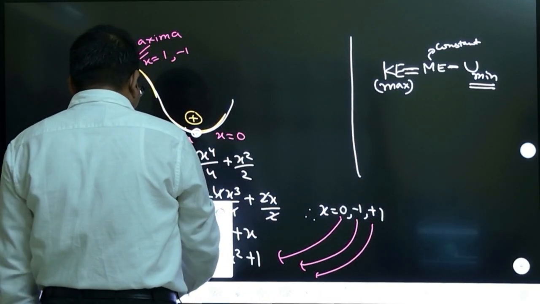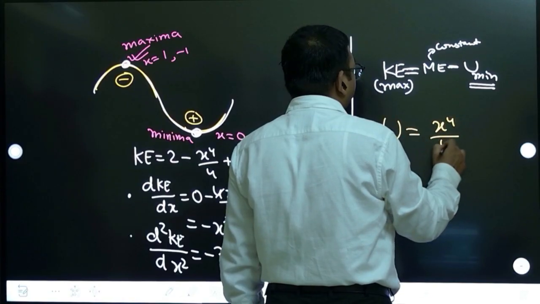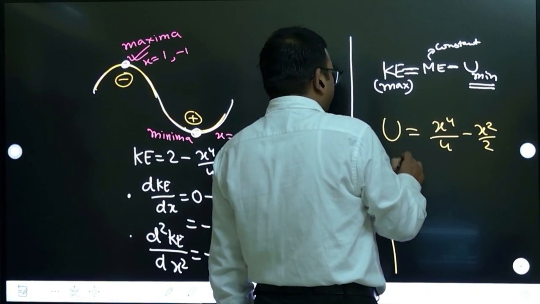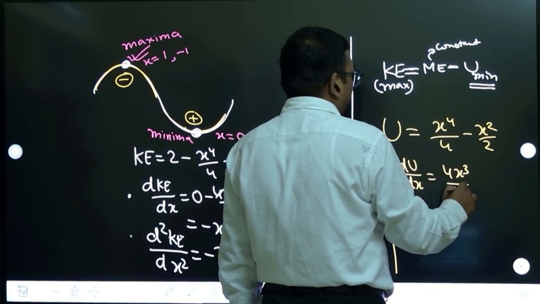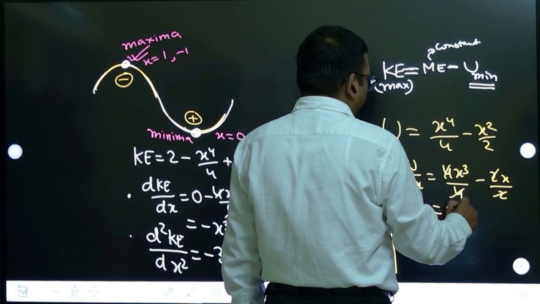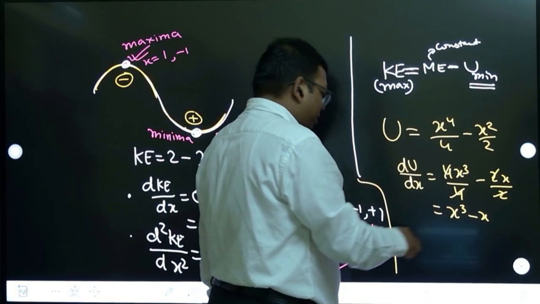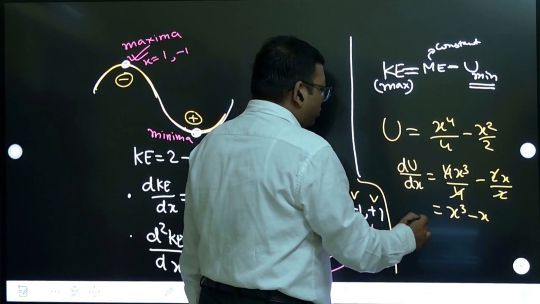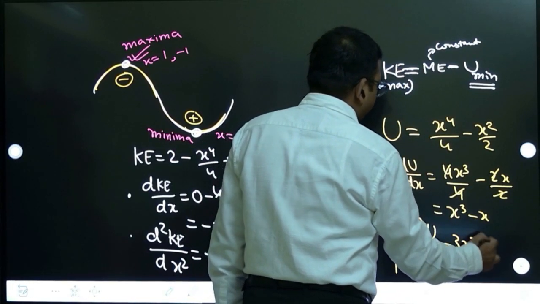So potential energy you are differentiating. Potential energy was x^4/4 minus x^2/2. You are doing the same thing actually, because when you differentiate this, you get 4x^3 by 4, 4 gets cancelled, minus 2x by 2, 2 gets cancelled. So you will get this. Again you will get the same roots. When you equate dU/dx to zero, you will get the same three roots, 0, minus 1, plus 1. And then you will do double differentiation, which will give you 3x^2 minus 1.